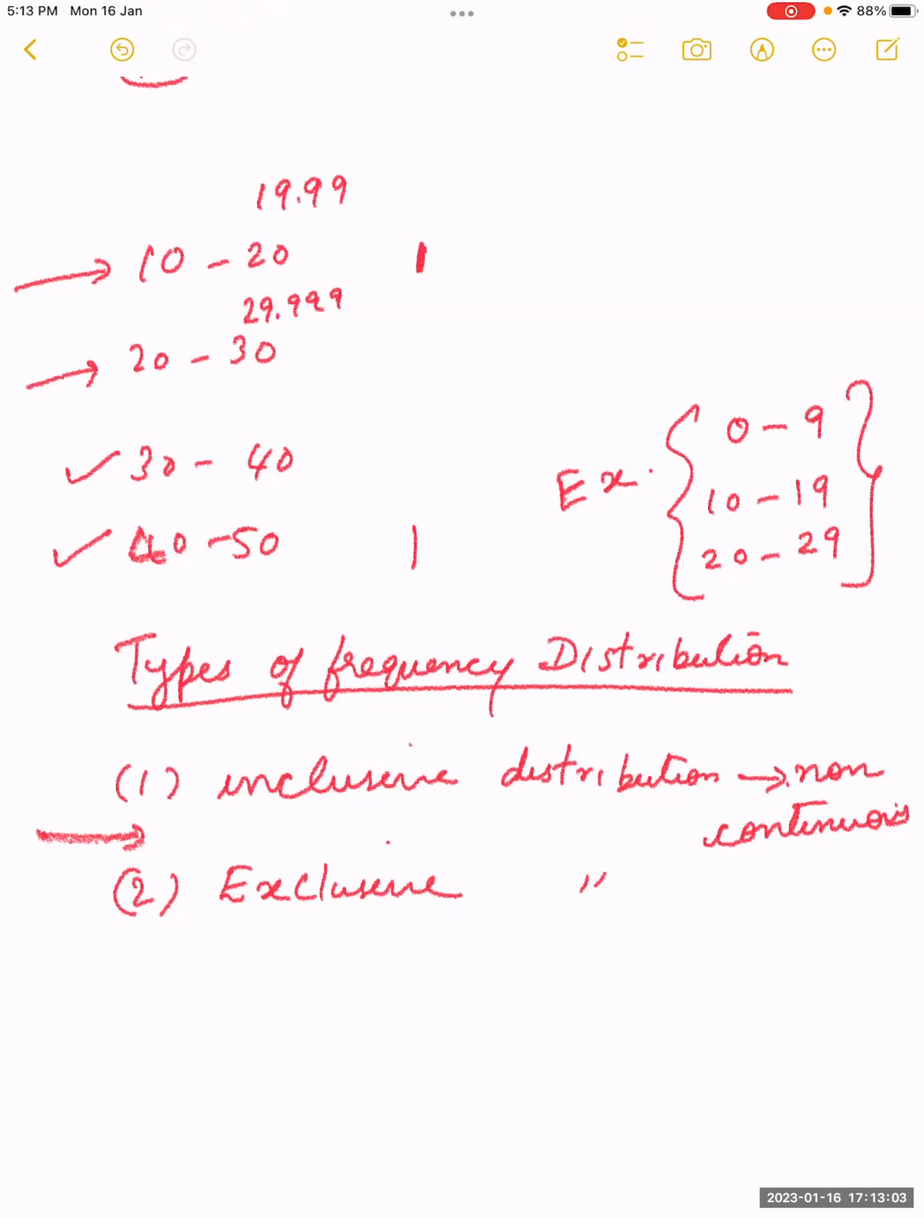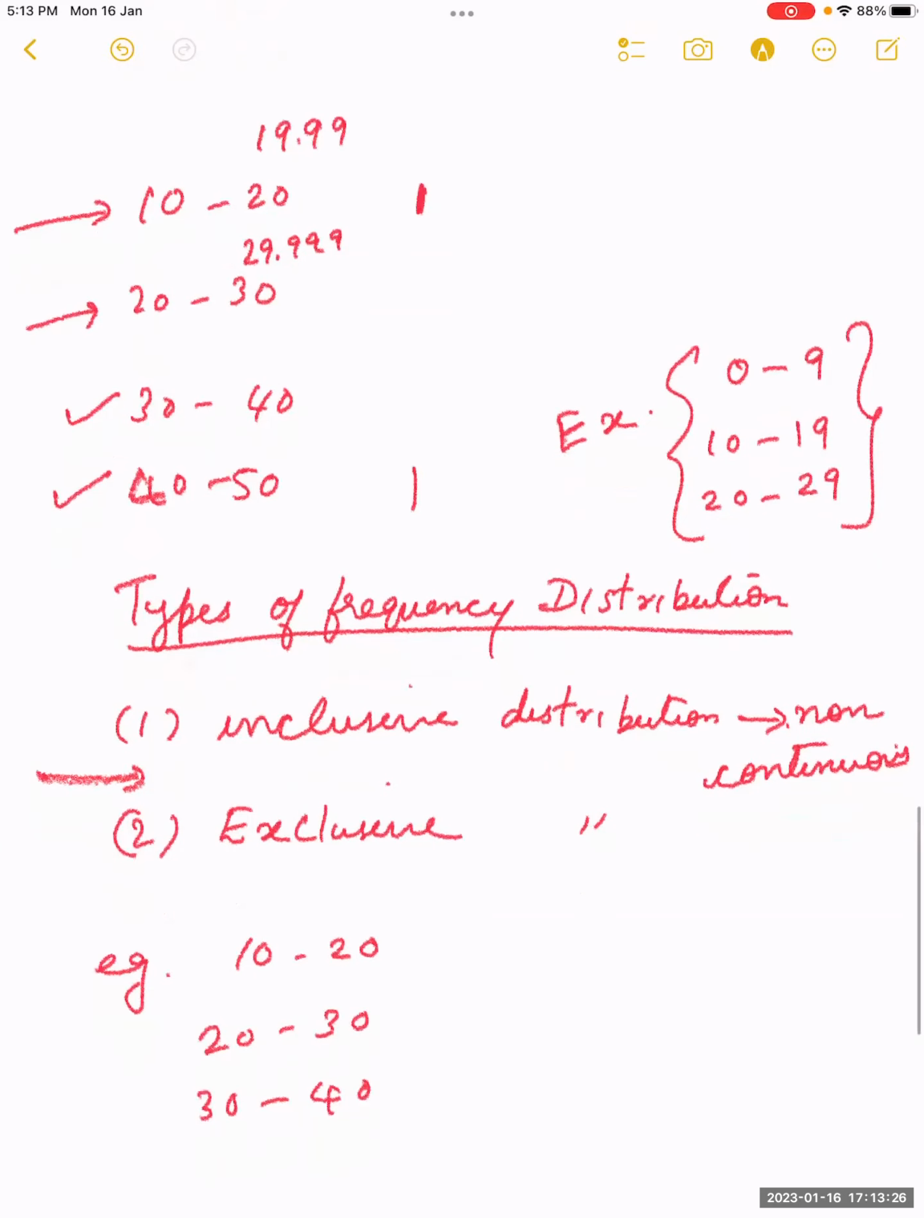So which one is the exclusive distribution? The continuous one. Here the upper limit of one class coincides with the lower limit of the next class. So 10 to 20, 20 to 30, 30 to 40 will be the example. Basically this class will include 10 less than or equal to x less than 20, anything less than 20. If 20 or bigger numbers come, they will come under the next class. X is the observation.